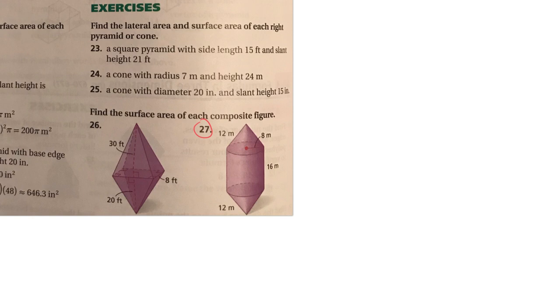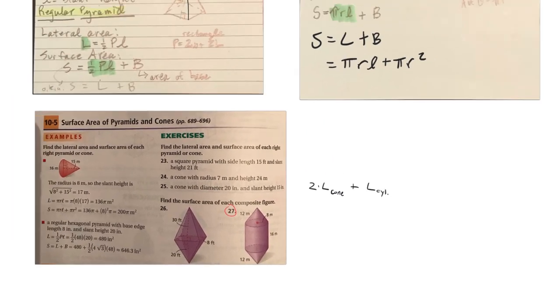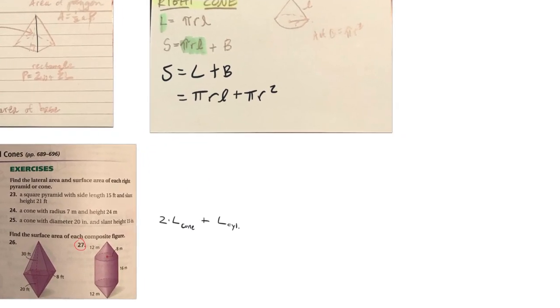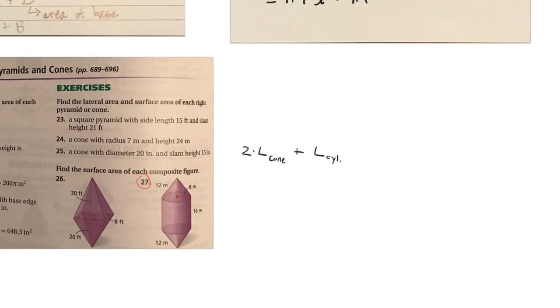So when we create the big picture formula, we could say that it's going to be 2 times the lateral area of the cone plus the lateral area of the cylinder. And that's going to be the answer. So once again, lateral area, at least when it comes to a cone, is pi RL, right? Pi RL. So let's just piece it together bit by bit.